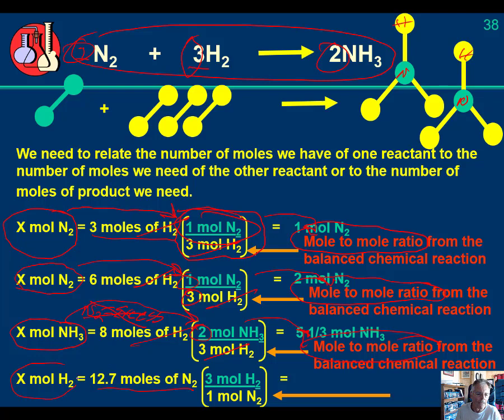My X factor is hydrogen, so it's going to be the numerator in my mole-to-mole ratio. And so I wind up with moles of nitrogen canceling. I wind up with moles of hydrogen, which is 38.1 moles of hydrogen that I'm going to need to completely consume 12.7 moles of nitrogen. Okay, so that's how we work those problems.